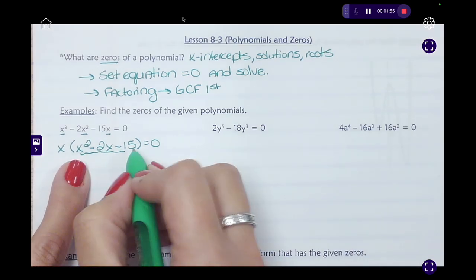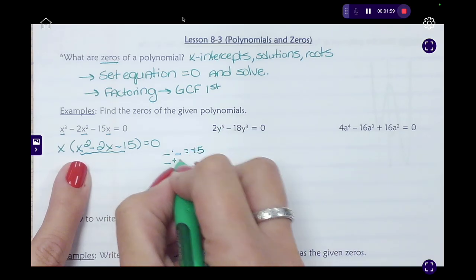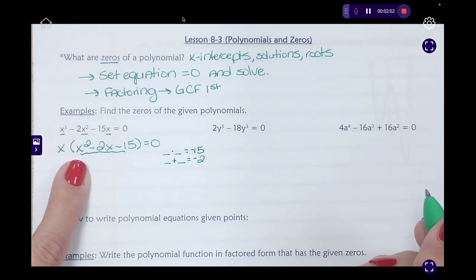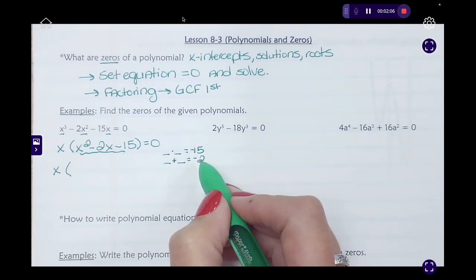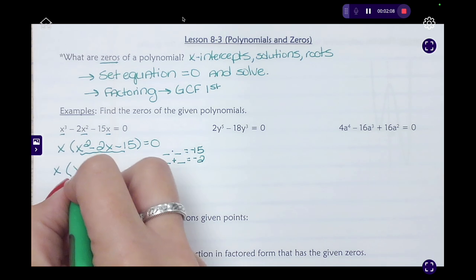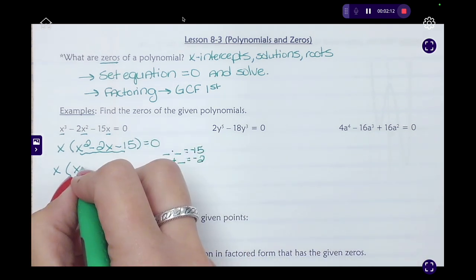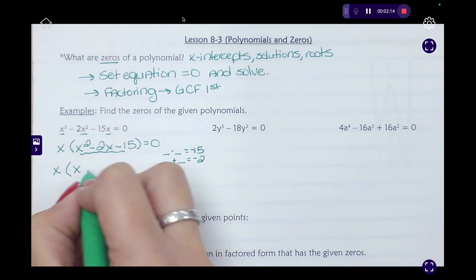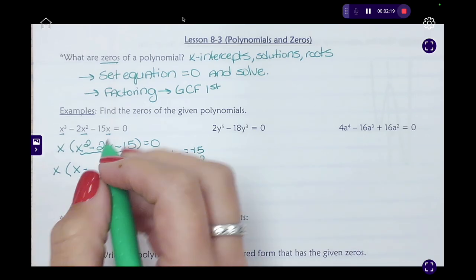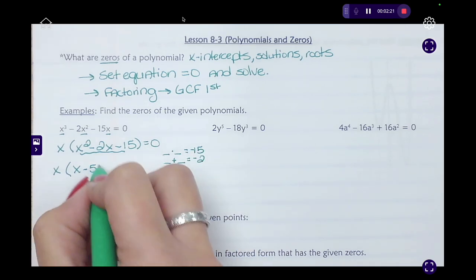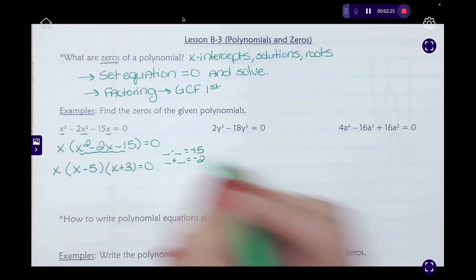So remember, I'm looking for two things that multiply to give me a negative 15. And those same two numbers have to add to give me a negative 2. So when I look at those two numbers, that's going to be a negative 5 and a positive 3. Sorry, I had a little problem there.